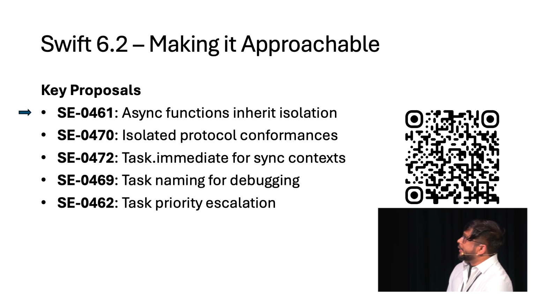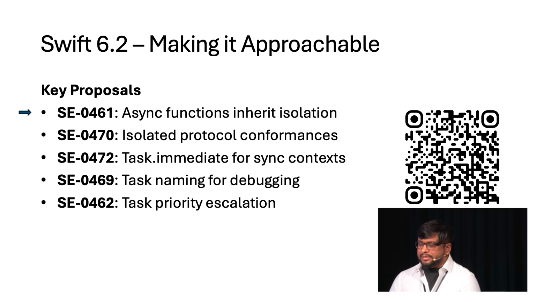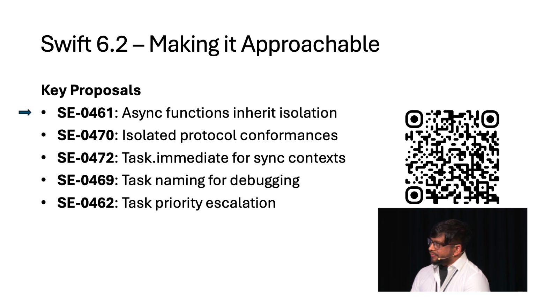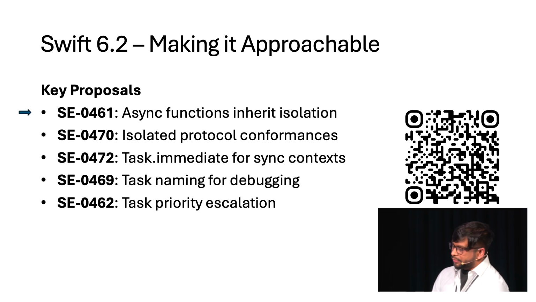Here are the 5 key proposals that make Swift 6.2 approachable. You can scan the QR code to check out the proposals we have in Swift 6.2. 0461, async functions inherit isolation. This is huge. We can discuss it later. It's everything about how async functions work.